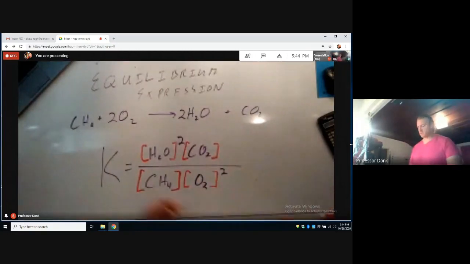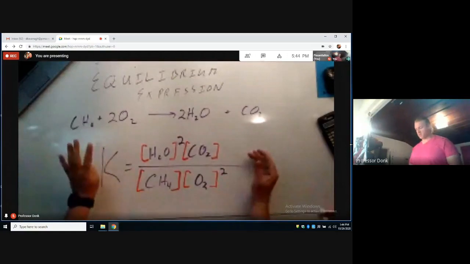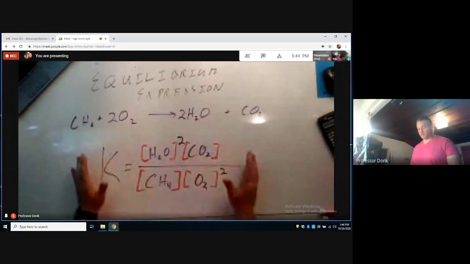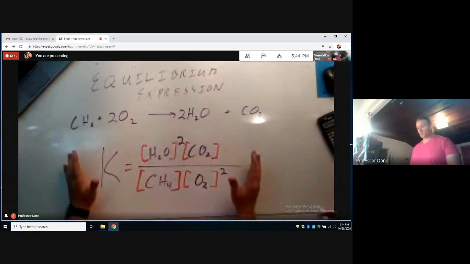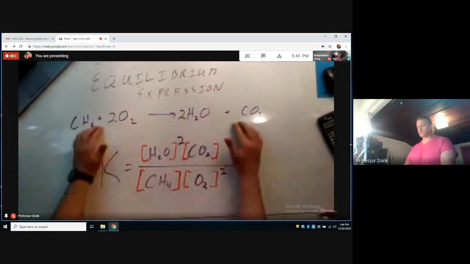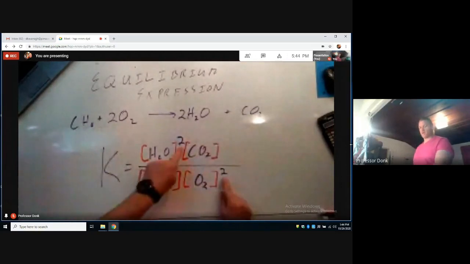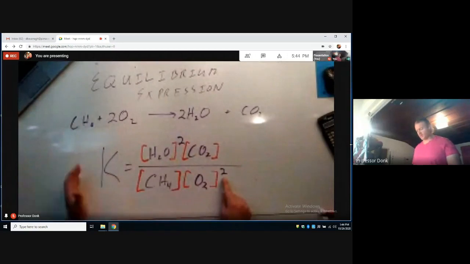The capital K expression has four qualities. We didn't calculate it, but when we calculate a number, it will be unitless. We need a balanced chemical reaction to write the capital K expression. The coefficients become superscripts. So in this case, they become squared. You could imagine things also become cubed and so forth like that. If you have threes, I don't know what you call fours.